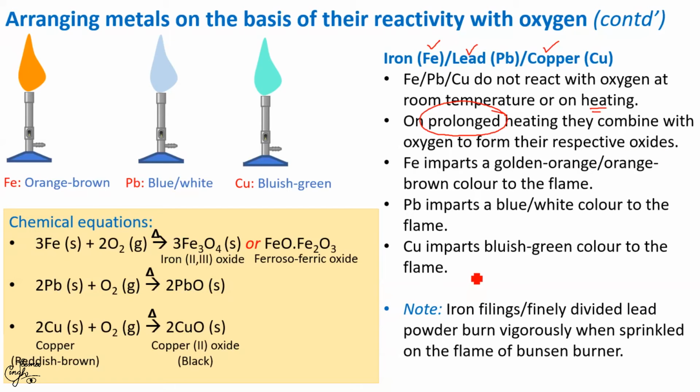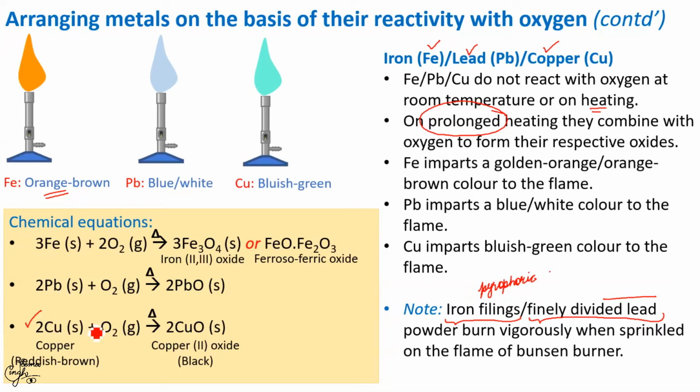Students note that although iron metal in the form of a rod does not burn, iron filings, small pieces of iron that look like powder, when sprinkled on the flame of a Bunsen burner, burn vigorously with golden orange or orangish brown color. This happens because the surface area of iron filings is greater than that of an iron rod. Similarly, finely divided lead powder is pyrophoric in nature. By pyrophoric, we mean it is a fire risk.